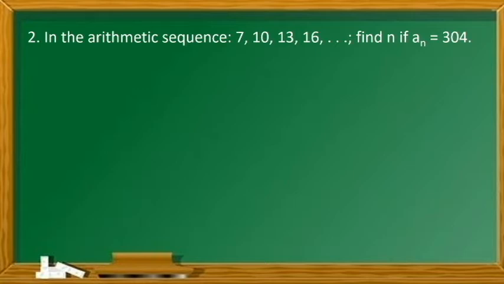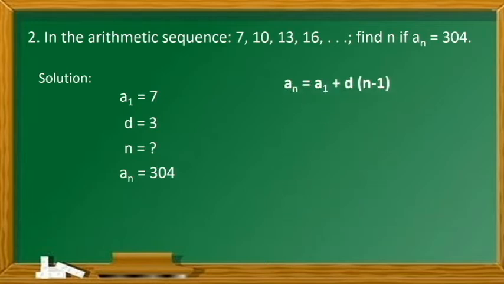Example number 2. In the arithmetic sequence 7, 10, 13, 16, ellipsis, find n if a sub n is equal to 304. So we are going to find n. So here is the solution. But before that, we need to write what are given. Okay, so our first term is 7. The common difference is 3. Our n is missing. Then our last term or a sub n is equal to 304.